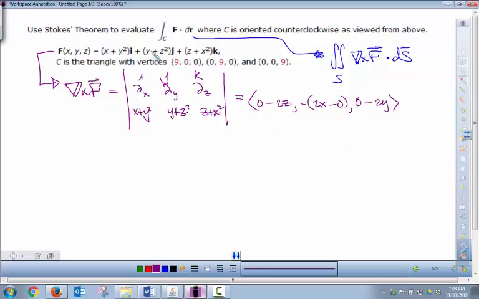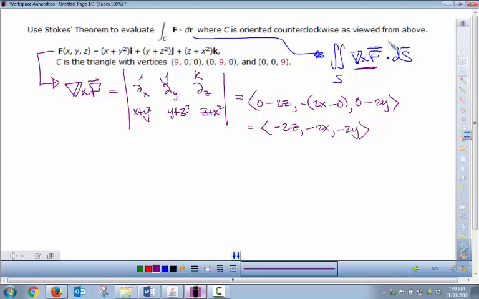Well, it depends on how you do your curl. When I do my curl, the i is negative. When you do a cross product, remember the middle term should be subtracted. So that looks like it's the curl, so that's the vector field I'm going to take the flux of.